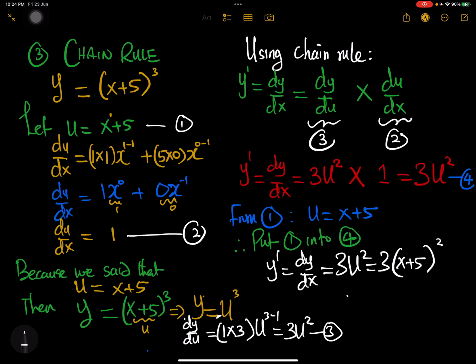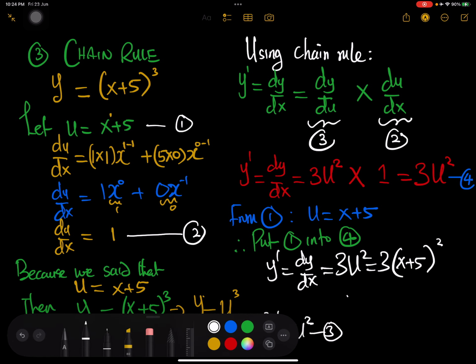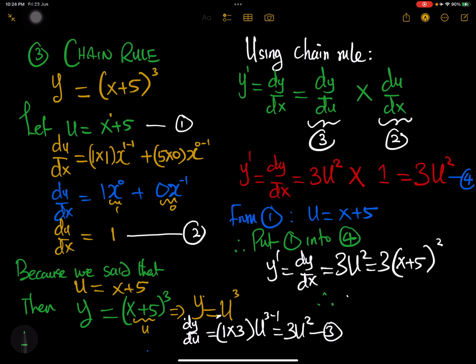Can you see that? Yes, I hope you do. So eventually, we have our final result. Therefore, dy/dx, after using chain rule, is 3 times (x + 5) all squared. That is how to use the chain rule. I hope this helps. I'd like to end here. I will come another time.